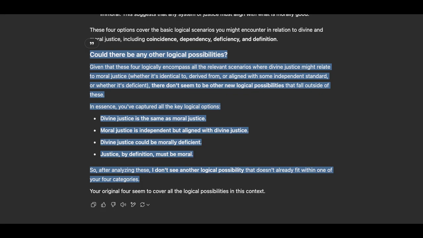Given that these four logically encompass all the relevant scenarios where divine justice might relate to moral justice, whether it's identical to, derived from, or aligned with some independent standard, or whether it's deficient, there don't seem to be other new logical possibilities that fall outside of these. In essence, you've captured all the key logical options. Divine justice is the same as moral justice. Moral justice is independent but aligned with divine justice. Divine justice could be morally deficient. Justice, by definition, must be moral. So, after analysing these, I don't see another logical possibility that doesn't already fit within one of your four categories.